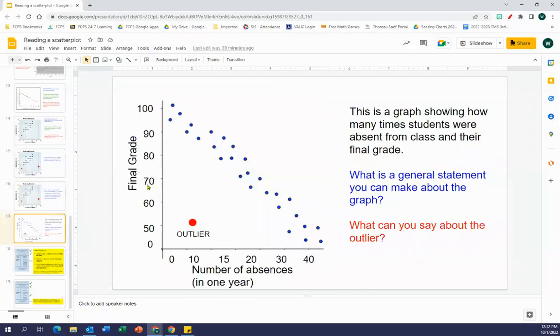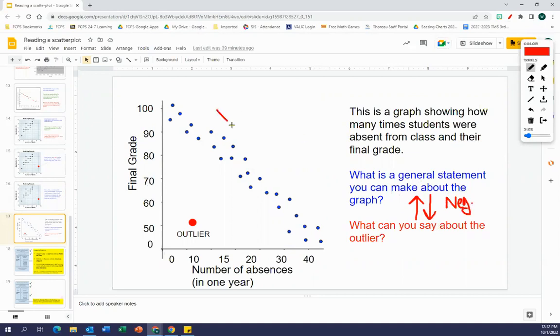So let's look at one more type of outlier. This graph shows how many times students were absent from their class on the x-axis and their final grade on the y-axis. So what general statement could I make? I might say that the more you're absent, the lower your final grade would be. Those arrows are going in opposite directions. So I would say this has a negative correlation. And I can see that the dots are going down, also showing me a negative correlation.